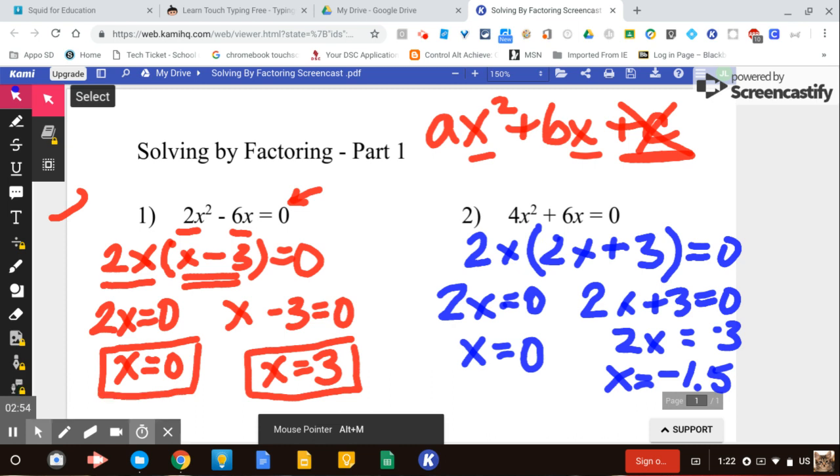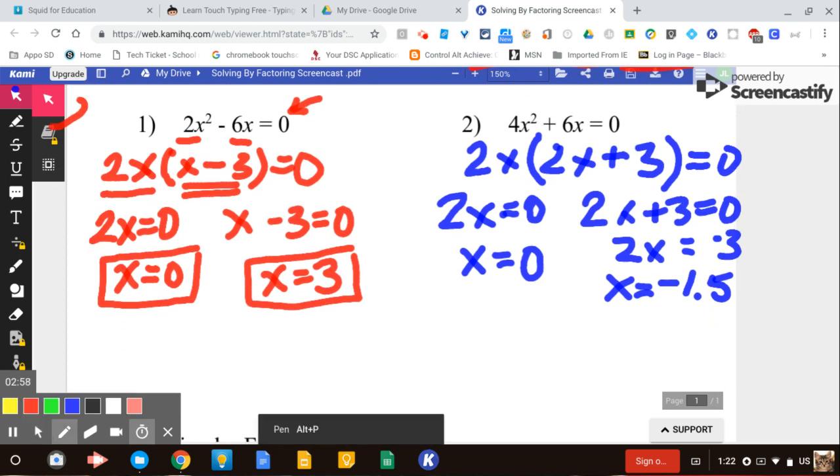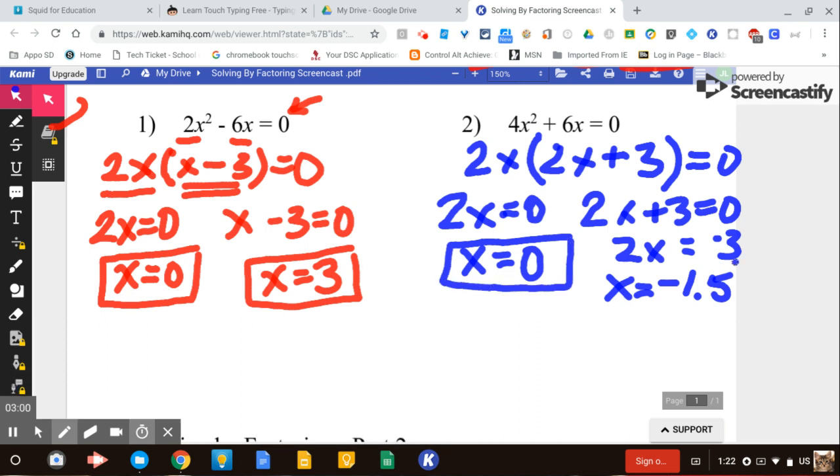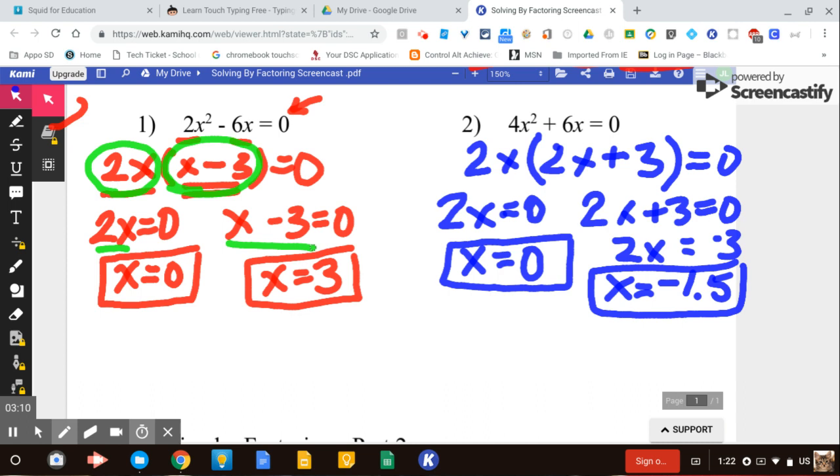Taking a look at this now, so these are going to be my solutions to this. So each time I had factor equal to 0, factor equal to 0. So let's take each of those pieces and set them equal to 0.